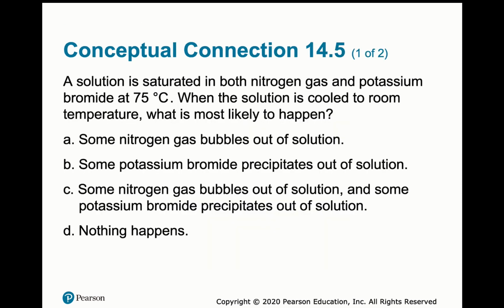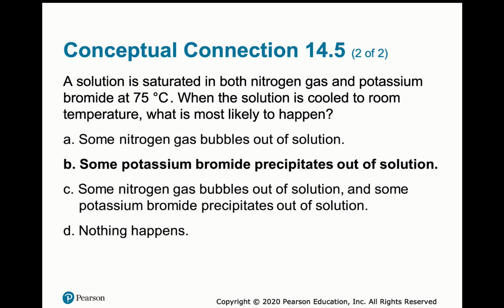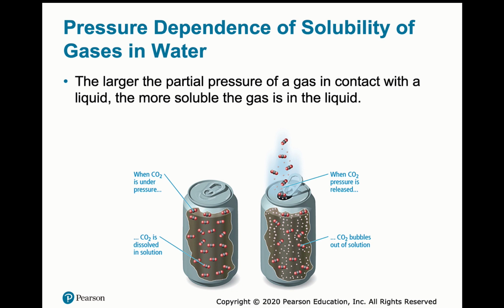So the solution is saturated with both nitrogen gas and potassium bromide at 75 degrees Celsius. What's going to happen if the solution is cooled? What's the most likely thing to happen? The potassium bromide is going to precipitate out. And temperature dependence of solubility of gases in water.